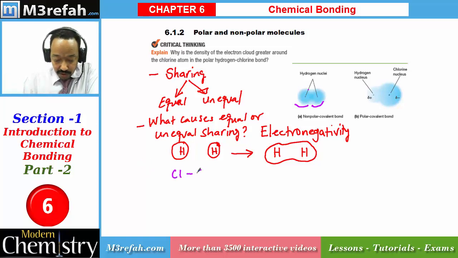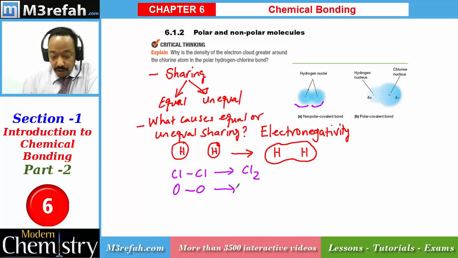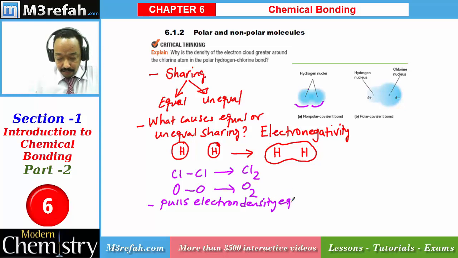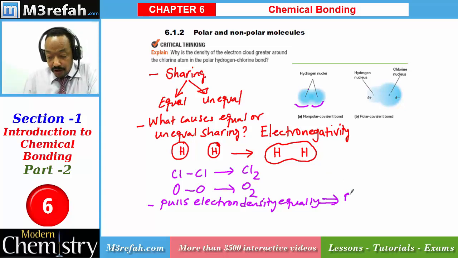So chlorine with chlorine is equal sharing in the form of a chlorine molecule. Oxygen and oxygen come together in the form of an oxygen molecule. This is again equal sharing. So what can we say? Whenever atoms pull electron density equally, they form non-polar molecules.